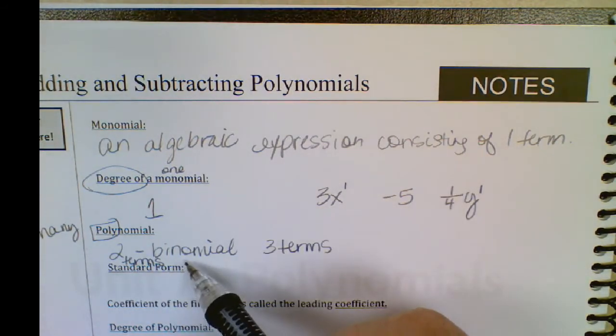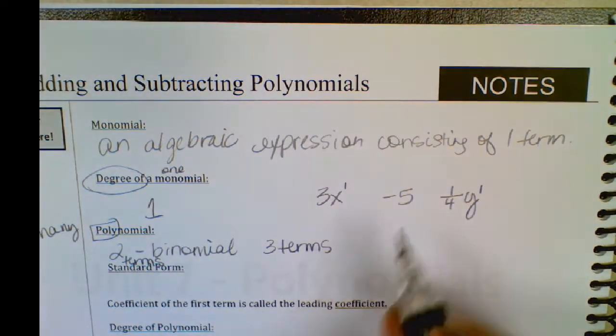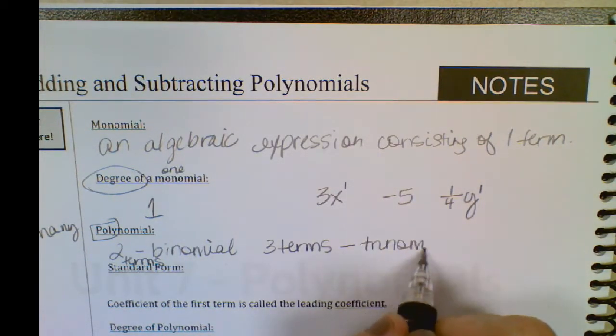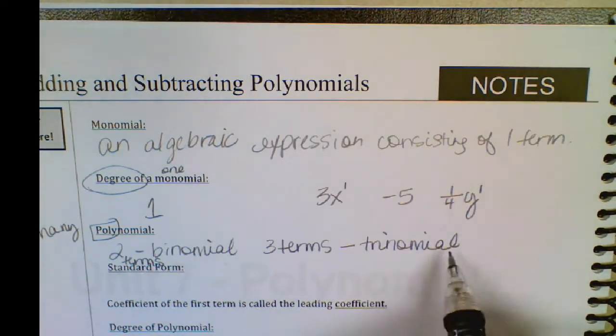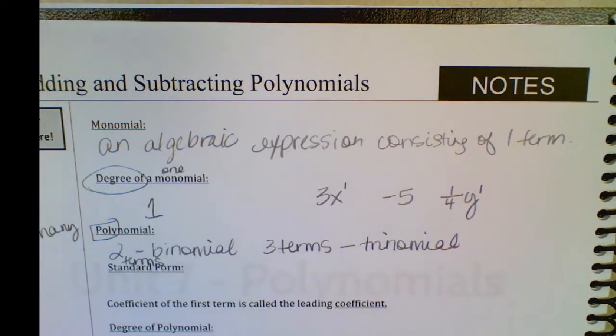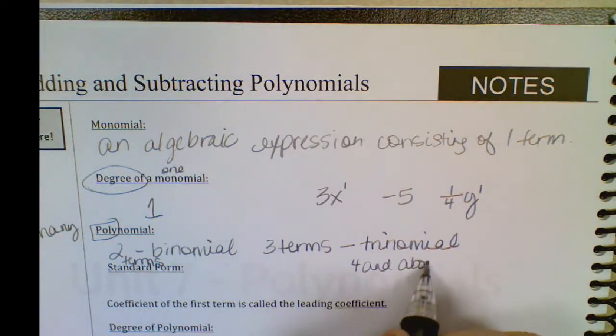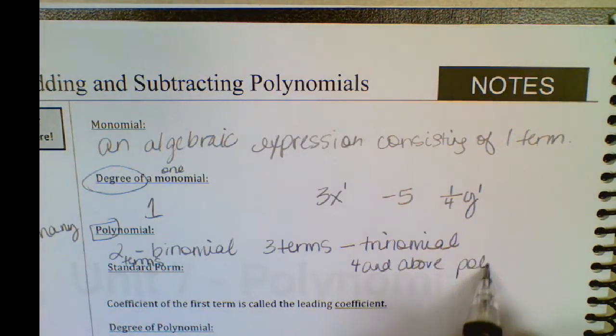A 2-wheeled bike is called a bicycle. If it has 3 wheels, we call it a tricycle. So 3 terms would be called a trinomial. Anything after trinomial, we really just lump into the polynomial category. Okay, so 4 plus terms, 4 and above, we would call a polynomial.